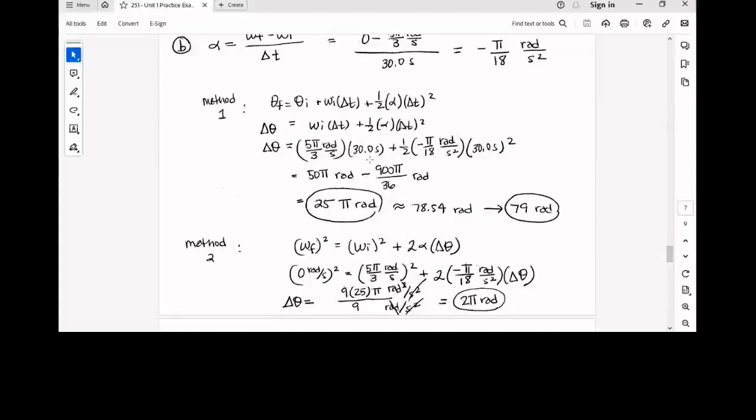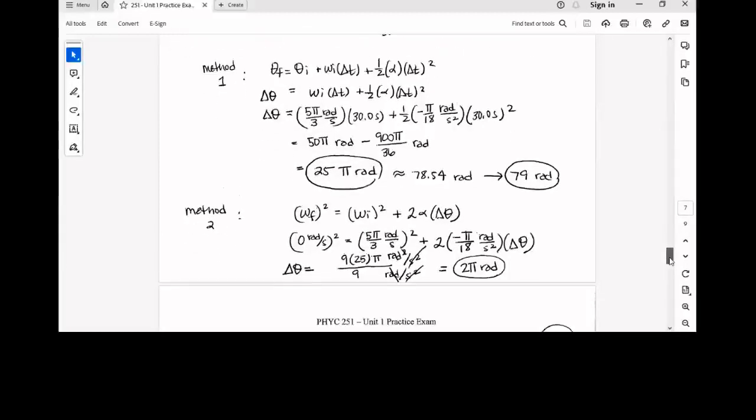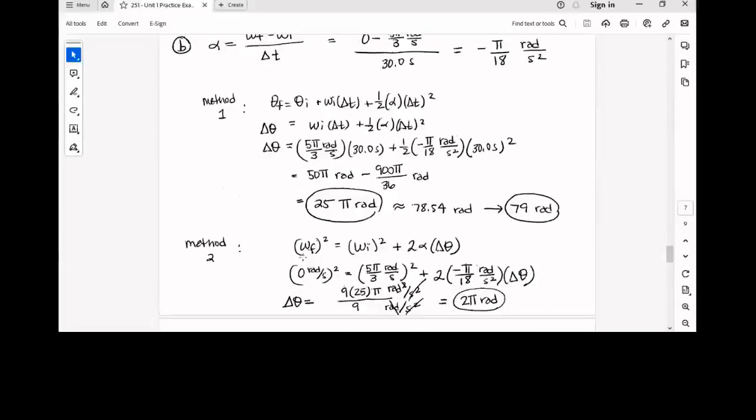The time it takes to decelerate is 30 seconds, and we've just figured out what the acceleration, alpha, is: negative pi over 18 radian per second squared. Carry that out, you get 25 pi radian, which is approximately 78.54 radian. So you can round that to 79 when you apply sig figs. But that was just one of 2 methods we could use.